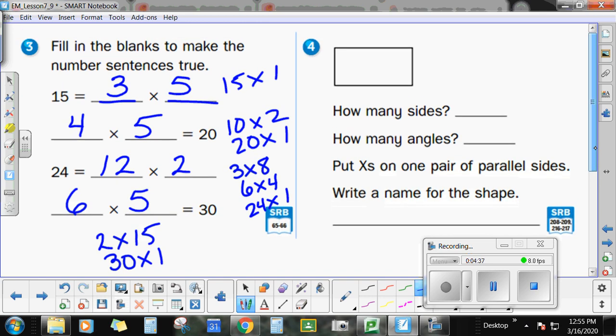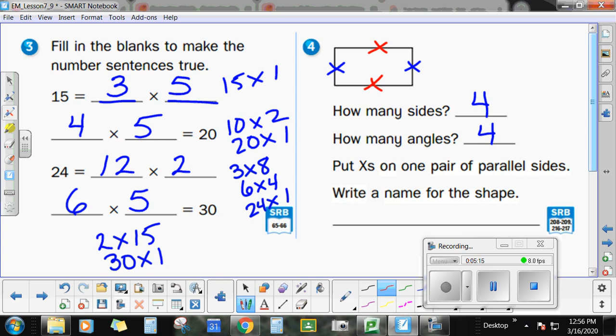Number 4, how many sides? This one's easy. We got 4 sides, right? 1, 2, 3, 4. How many angles? Remember, the angles are where those sides come together. This is an angle, 1, 2, 3, and 4 angles. It wants you to put X's on one pair of parallel sides. Remember, guys, parallel sides are 2 sides that are the same distance apart, so they look like railroad tracks. So you could have put X's on this pair, or you could have put X's on this pair. Either pair are parallel. Okay?